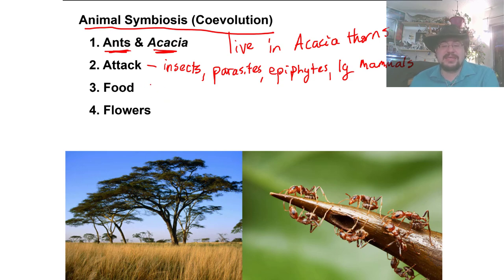There are some acacia trees that actually generate food. So some acacias actually produce nectar for the ants. So we get accumulation of nectar in the thorns. And it kind of gets a little sinister, but in some acacia ant symbiosis events, the acacia produces a nectar that causes chemical dependency.